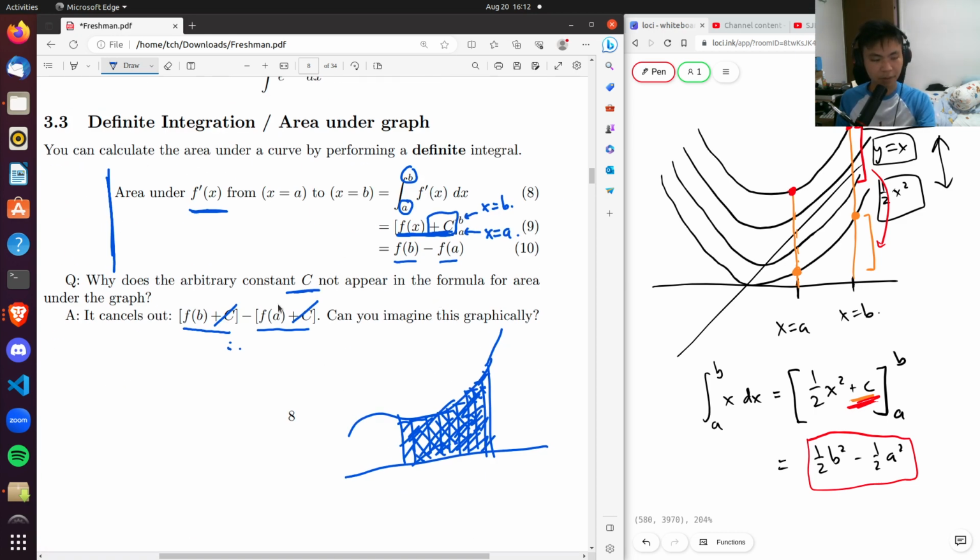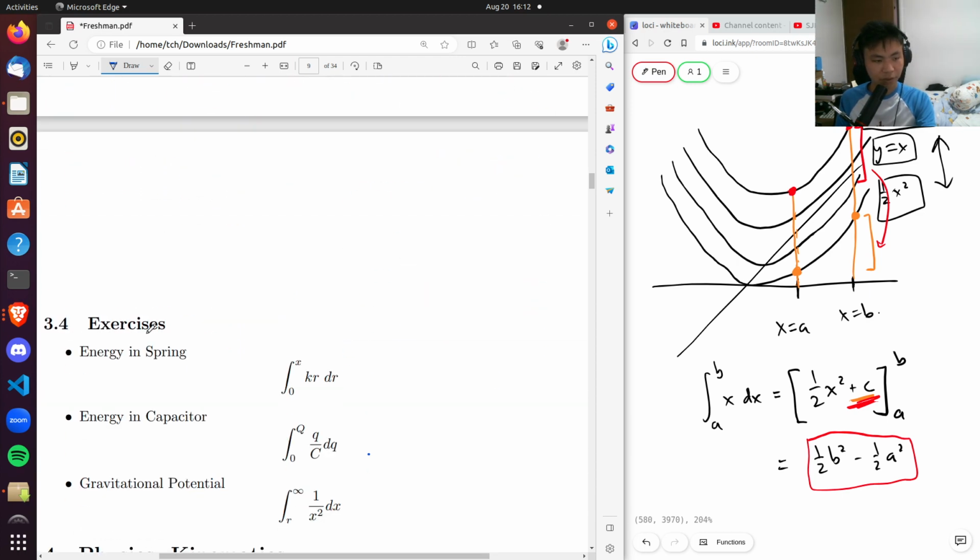So that's it for the definite integral. And in the next lesson, let's go through some exercises.